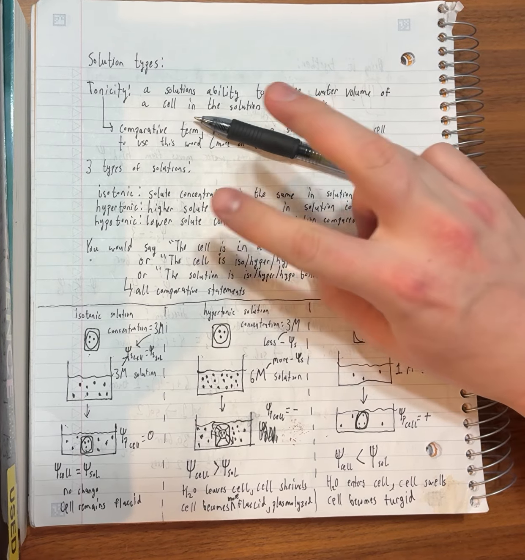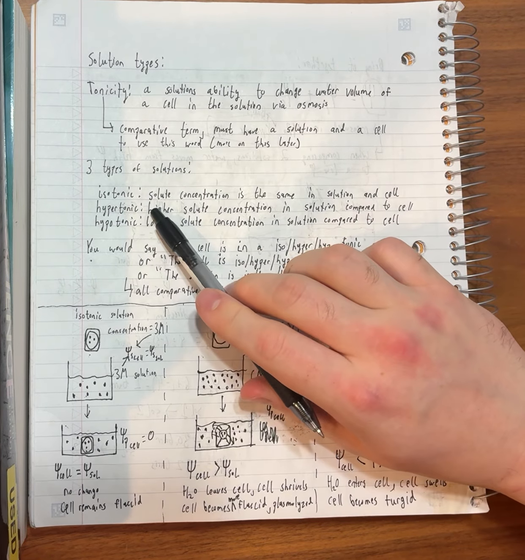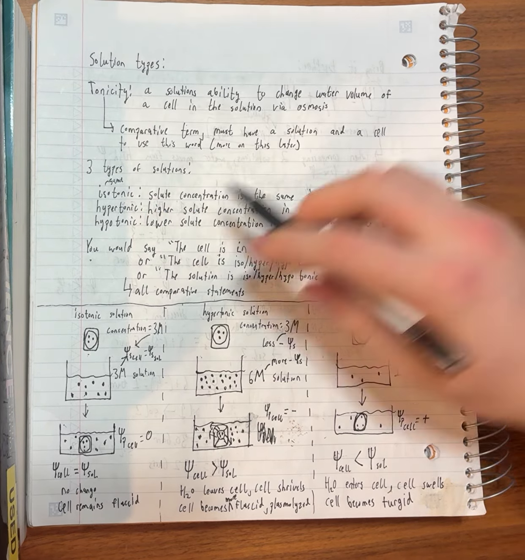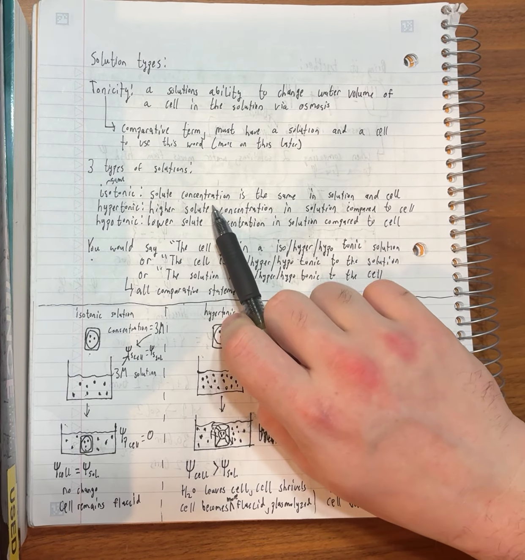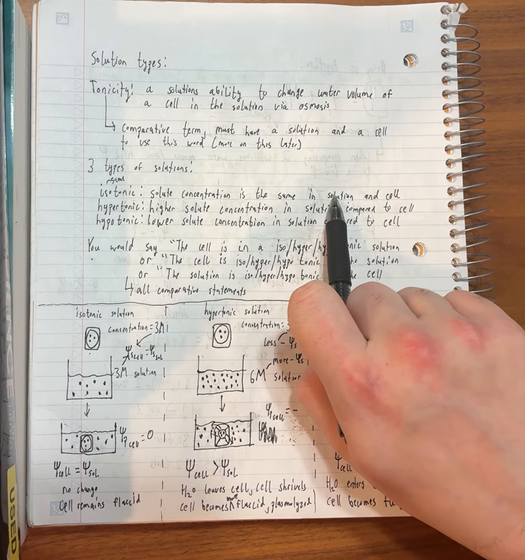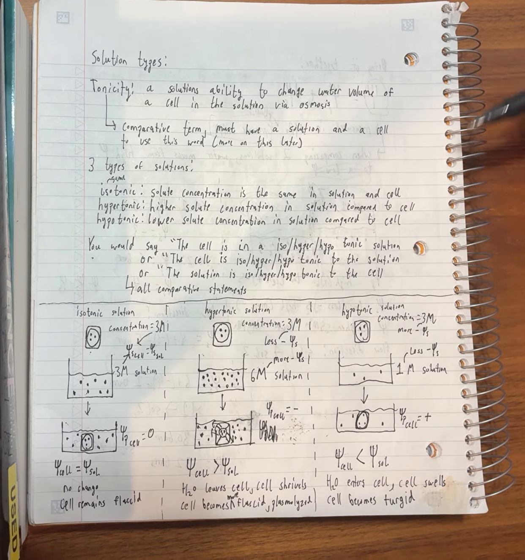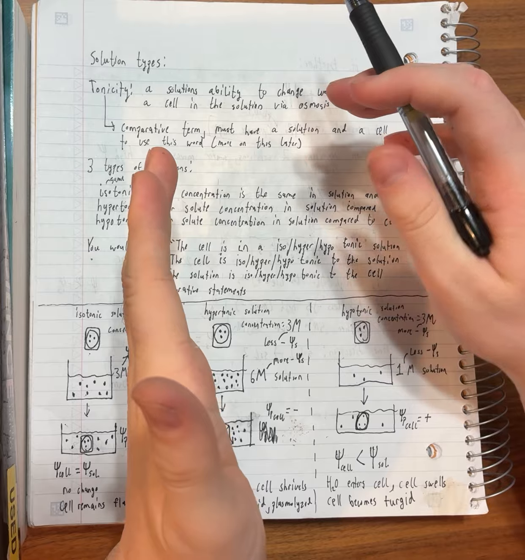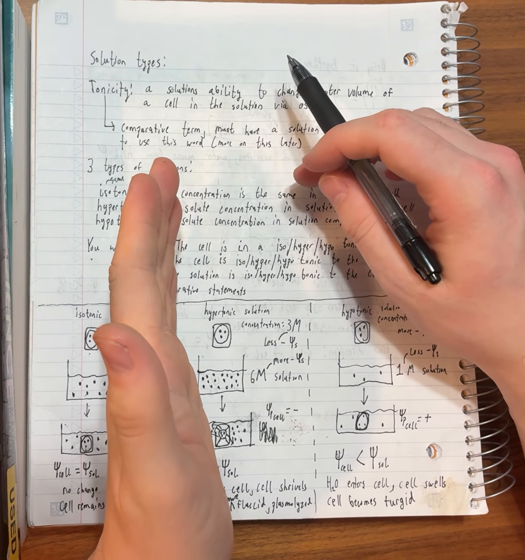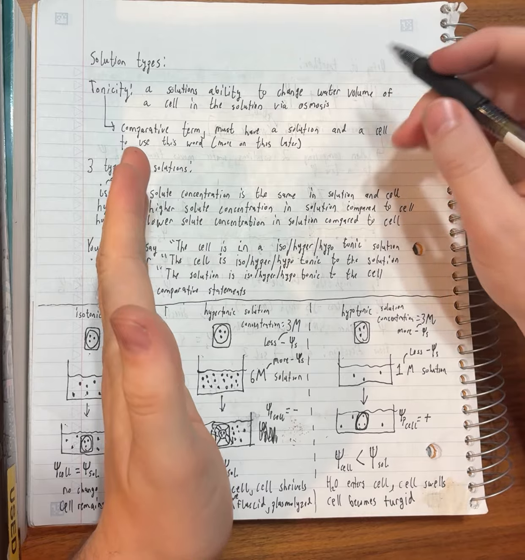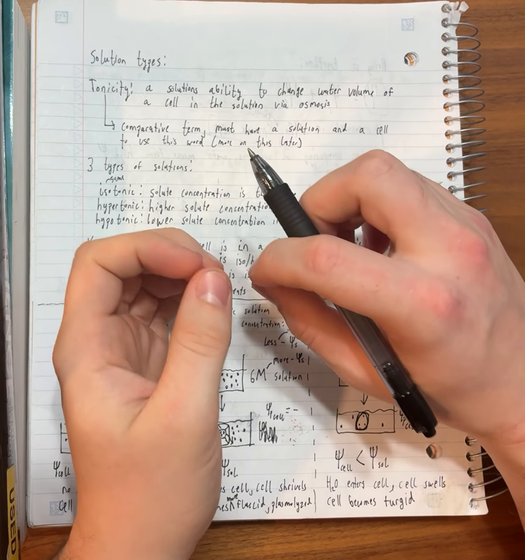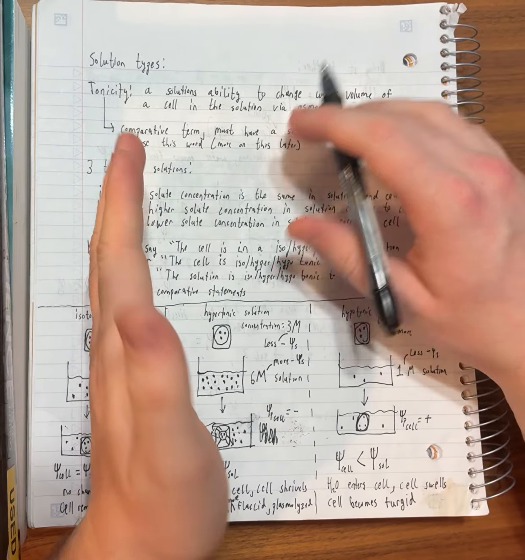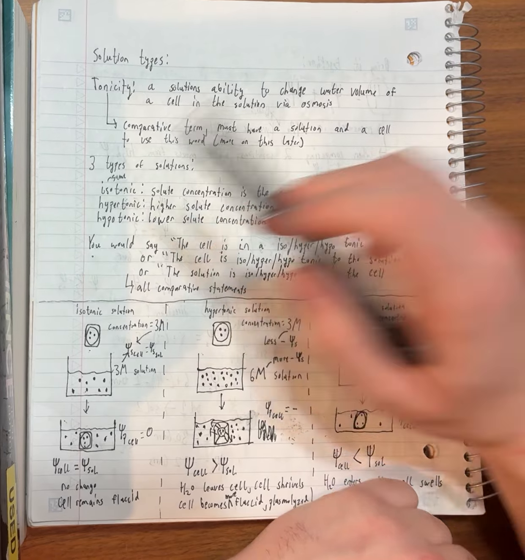So there are 3 types of solutions. We have isotonic, hypertonic, and hypotonic. Remember, iso means same, so same tonicity. That means the solute concentration is the same in the solution and in the cell. So if I have a cell full of water and I put it in a bucket full of water, and let's say there's salt water in the cell and salt water out of the cell, if it's the same concentration of salt in both of those systems, then they are isotonic to each other.